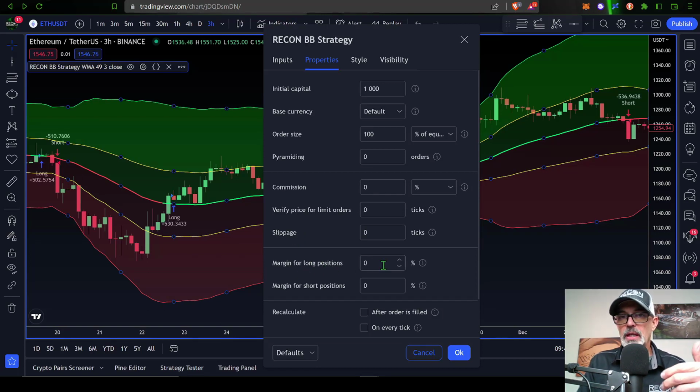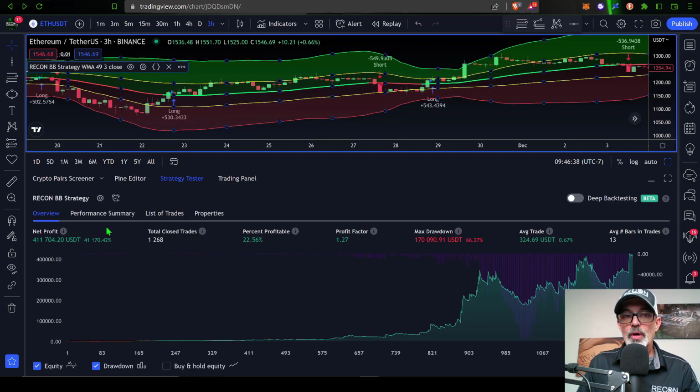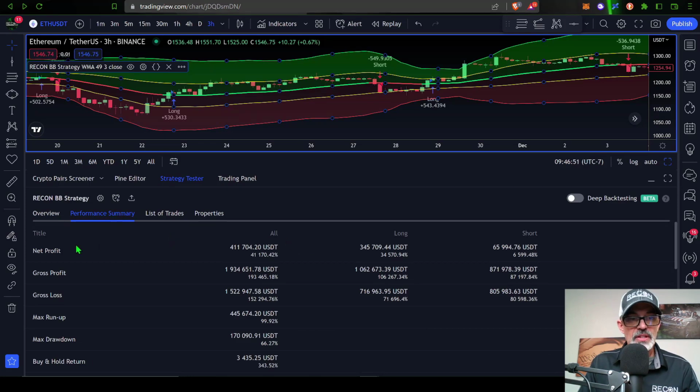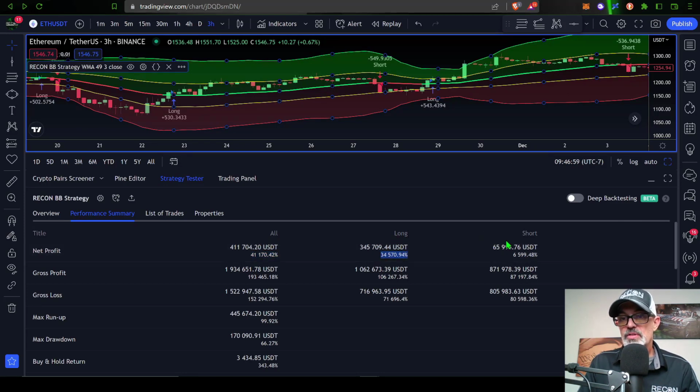I think one of the keyboard warriors questioned the margin would have skewed my results. I have it set at 0. So with the margin set at 0, the strategy is actually returning 41,000% profit. Now, if we jump over here to performance summary, you can see that the net profit of 41,000% is made up of 34,500% on the long side, versus the shorts are only 6,500.